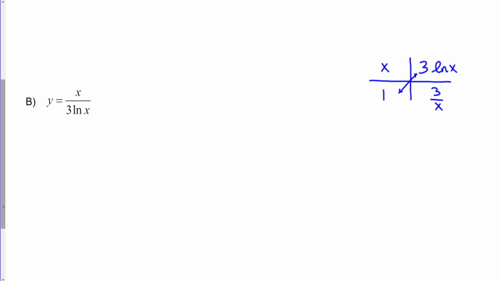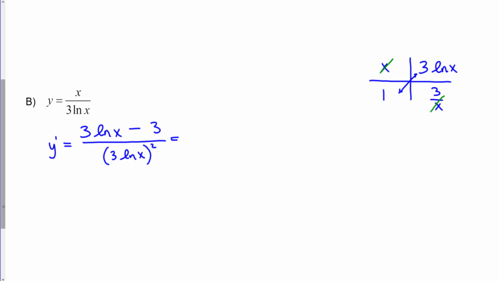So when I start setting up my derivative, it's going to be 3 times the natural log of x minus, and this is kind of neat here, I have an x in the numerator here, x in the denominator there. When I multiply those two together, they cancel each other out. So then minus 3 here. Then I divide by the original denominator squared. All right, so that's your derivative.